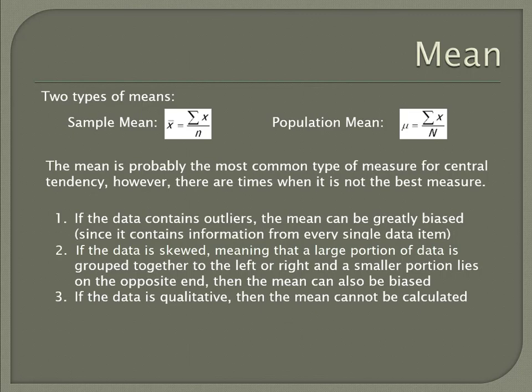And thirdly, if the data is qualitative, then the mean cannot be calculated. So for instance, if your data set is the words that are colors, for instance, brown, blue, green, what have you, if you try and add those words together, you can't do it. You can't take words and add them and do mathematical operations. So if your data set is qualitative, the mean doesn't help at all.